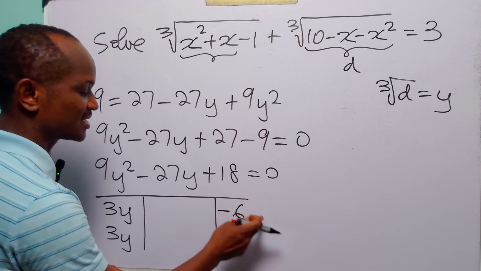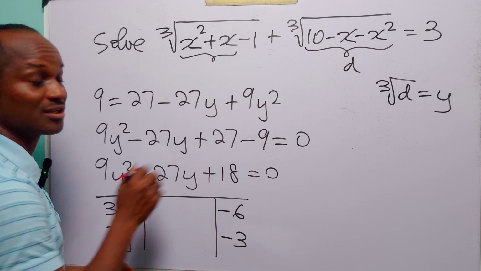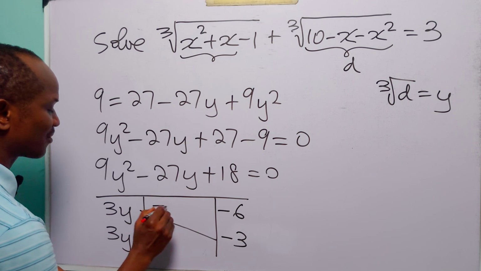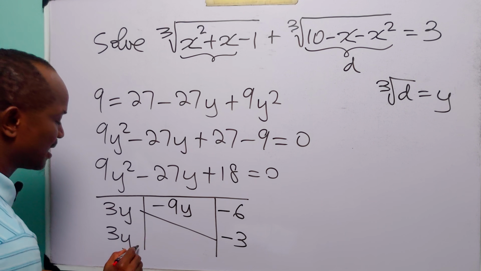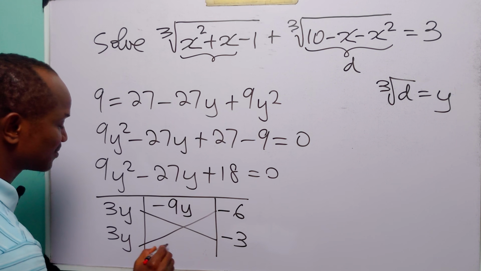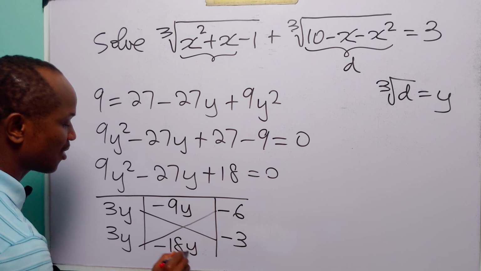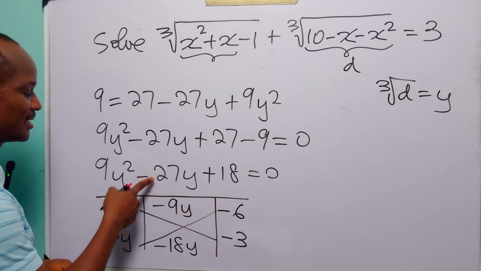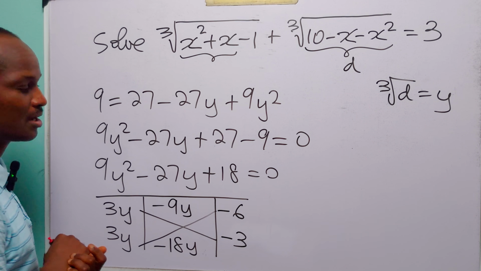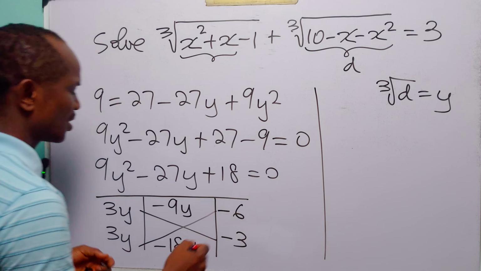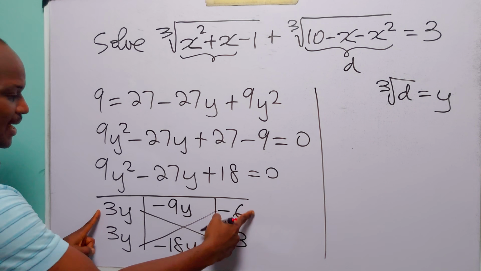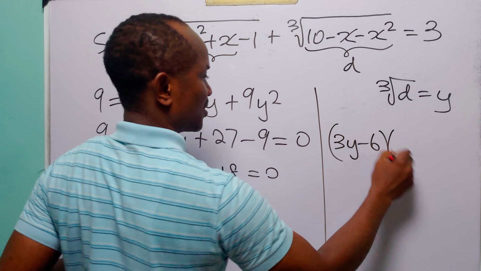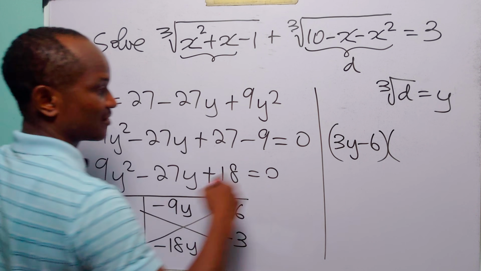Of course, you know that minus 6 times minus 3 is still going to give us plus 18. Now, 3y times minus 3, we have minus 9y. And 3y times minus 6, we have minus 18y. And of course, you know that minus 18y minus 9y is going to give us minus 27y. So, when we factorize this, we have 3y minus 6 multiplied by 3y minus 3.